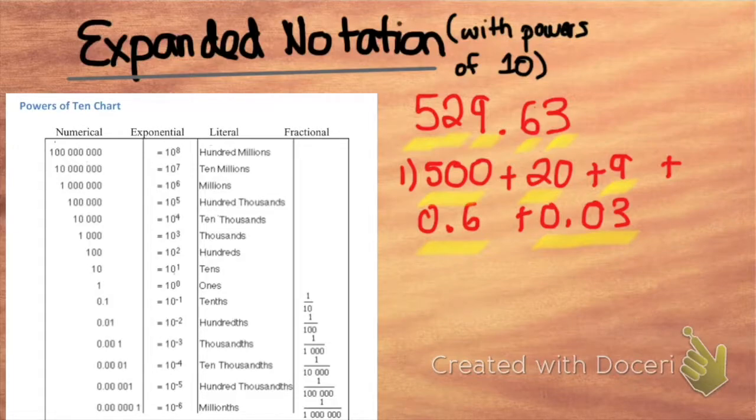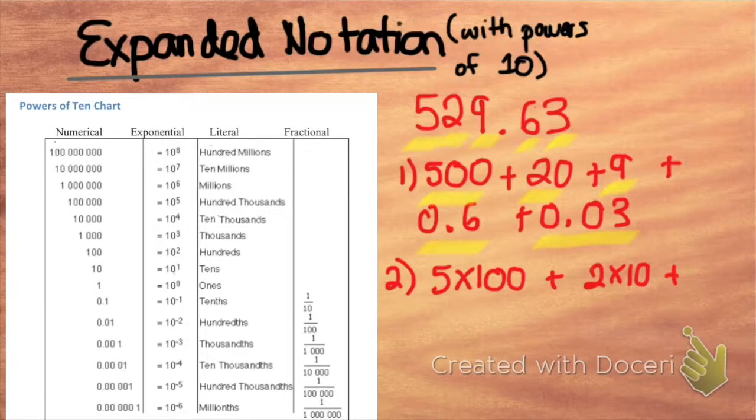If you're comfortable with this, you may also be comfortable with the fact that I might change it a little bit. Instead of 500, I'm going to do 5 times 100. Doesn't 5 times 100 equal 500? And instead of the 20, I'm going to change it to 2 times 10, because doesn't 2 times 10 equal 20? And I'm going to continue with this 9. I'm just going to do 9 times 1, because isn't 9 times 1 just 9?